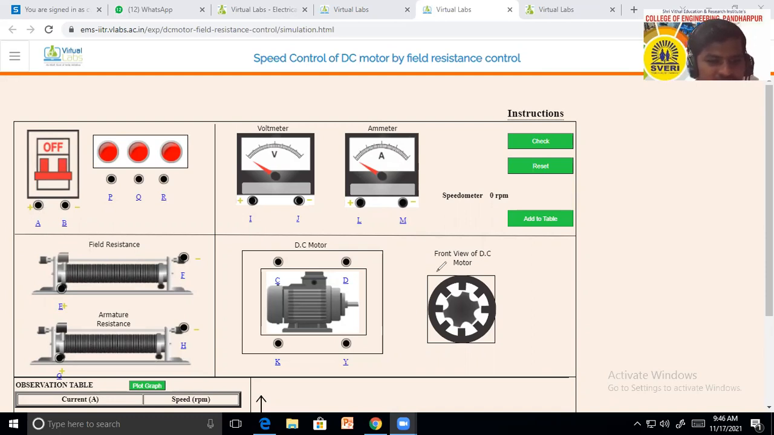That is A, B, C, D. Then E, F, G, H, I, J, K, L, M. Then Y, P, Q, R, and Y. And here it is A, B terminal. It can be given. Okay. So these are the terminals. It can be given according to these terminals.